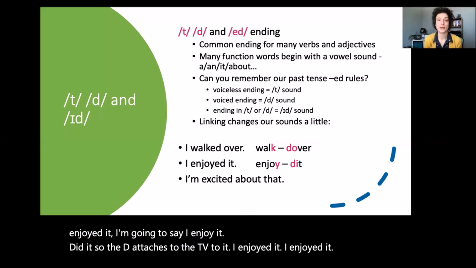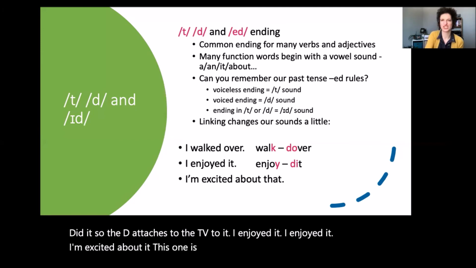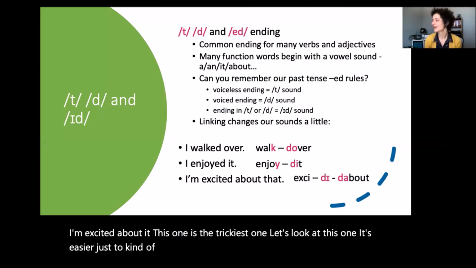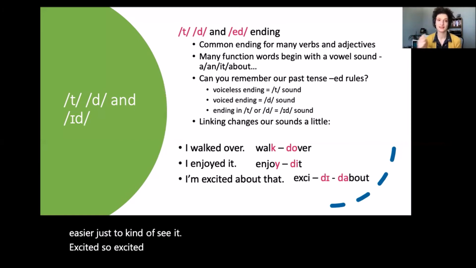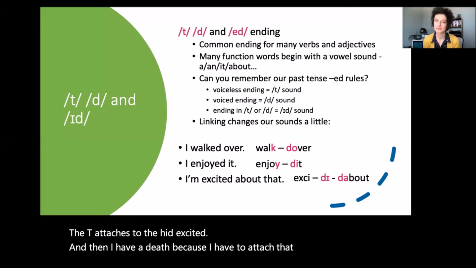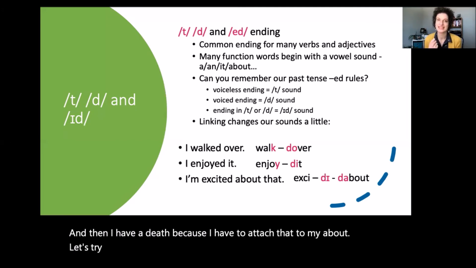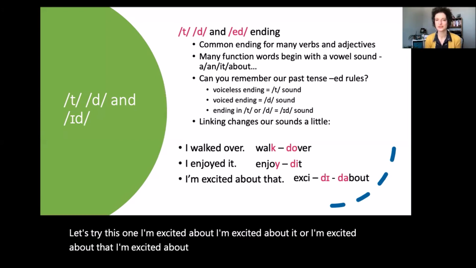I'm excited about it. This one is the trickiest one. Let's look at this one. It's easier just to kind of see it. Excited. D. So the T attaches to the id, excited, D. And then I have a D because I have to attach that to my about. Let's try this one. I'm excited about it. Or I'm excited about that. That one's tricky. Try that one a couple times. I'm excited about that.